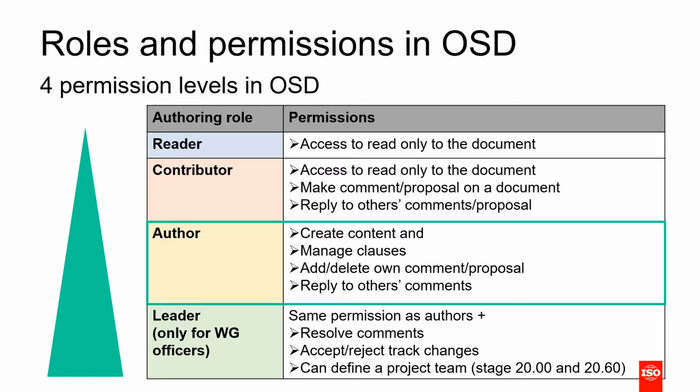The third level is author. An author can create content and also manage clauses, that is, create a clause or delete a clause. They can also add comments or propose changes and reply to other contributors' comments. The fourth level of permission is the leader. The leader is only for working group officers, and leaders have all of the same permissions as authors, but on top of that, they can also resolve comments as well as accept or reject track changes and can define the project team in stage 20 and stage 2060.